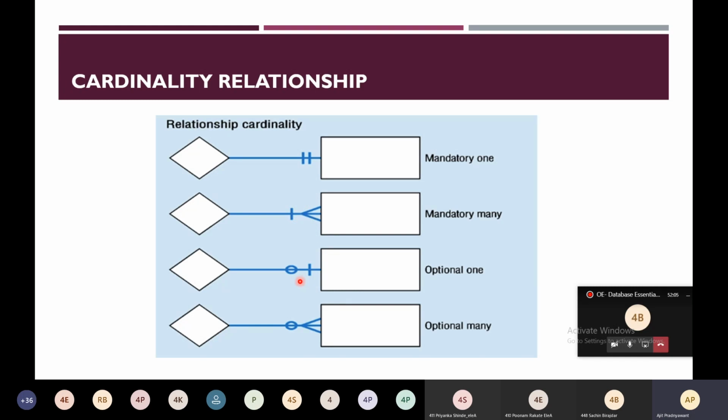Next is this symbol, a small circle and one line, which is optional one. And here it is, a circle and multiple lines. It is optional many. Optional means there may be one or there may not be. Optional many means there could be many or there may not be. So these are some of the notations used to draw the ER diagram.